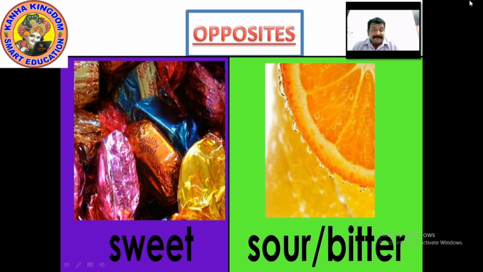Bitter. Bitter means the neem leaves are bitter. Bitter gourd is bitter, right? So opposite of sweet is sour, opposite of sweet is bitter. Please write it down. Sour and bitter. Sweet. Please write it down.